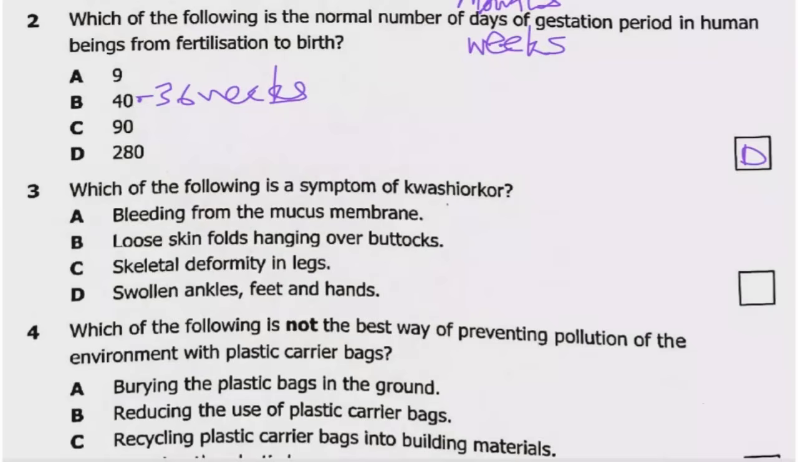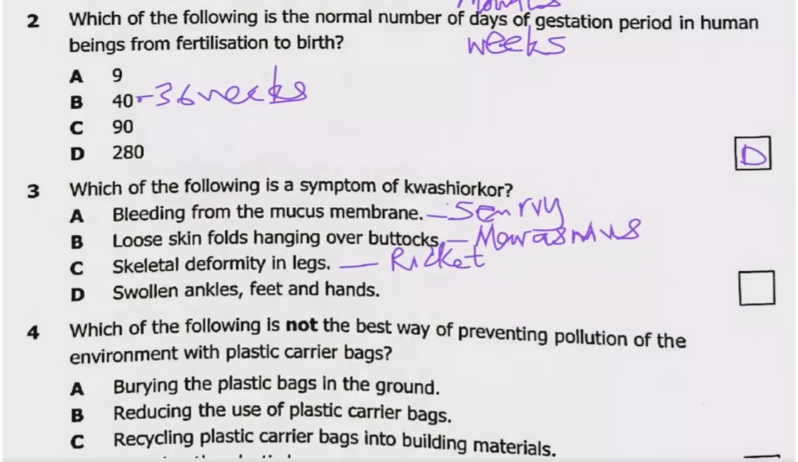Bleeding from the mucous membrane is a symptom of scurvy, where we have bleeding gums. Then we have loose skin folds hanging over buttocks. This one is a symptom of marasmus. We have skeletal deformity in legs, and this is a symptom of rickets.